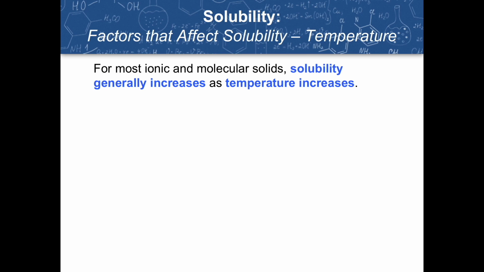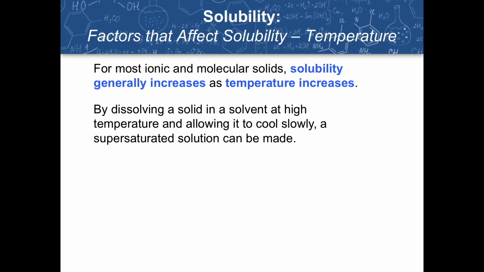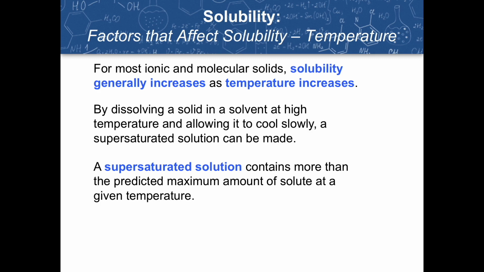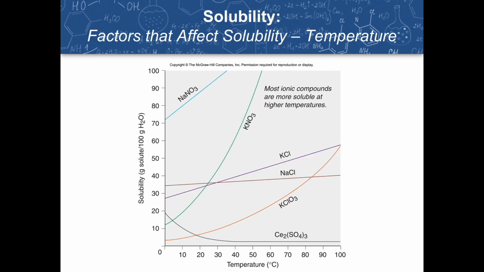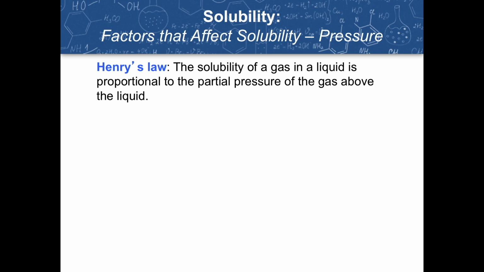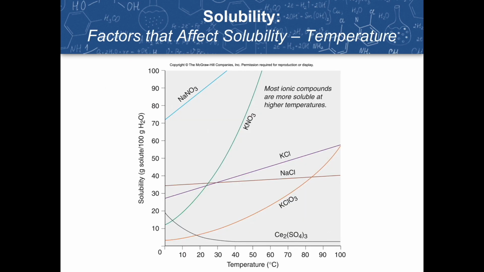For most ionic and molecular solids, solubility generally increases as temperature increases. By dissolving a solid in a solvent at high temperature and allowing it to cool slowly, a supersaturated solution can be made. A supersaturated solution contains more than the predicted maximum amount of a solute at a given temperature. In contrast, the solubility of a gas decreases with increasing temperature. So here's an example of most ionic solids, which are more soluble at higher temperatures. We have here sodium nitrate, potassium chloride, sodium chloride, potassium chlorate, and cesium sulfate.